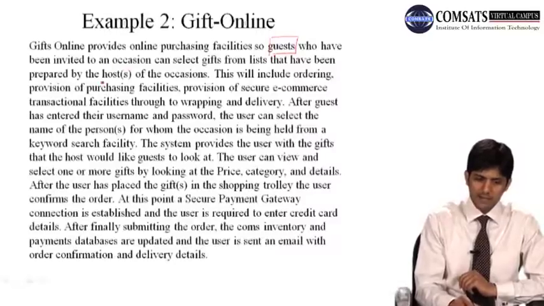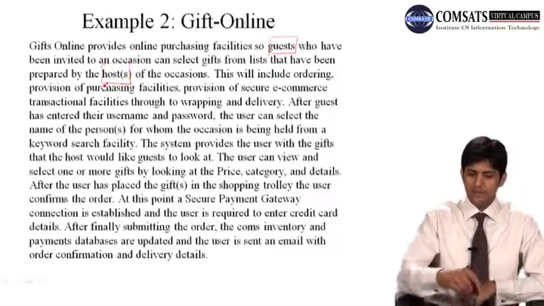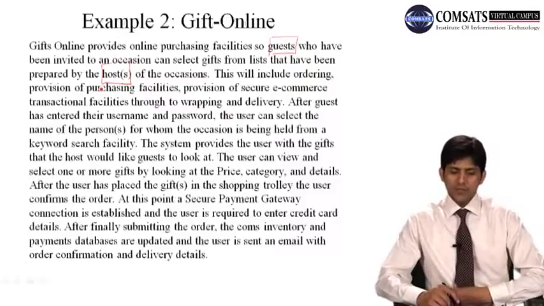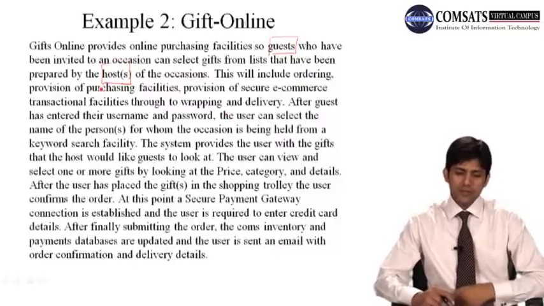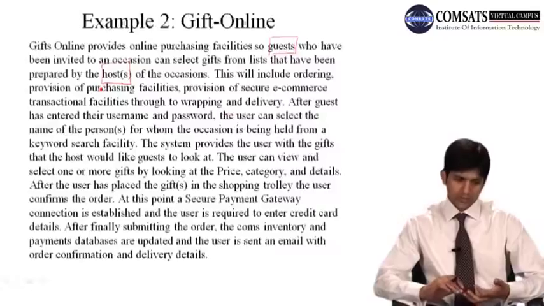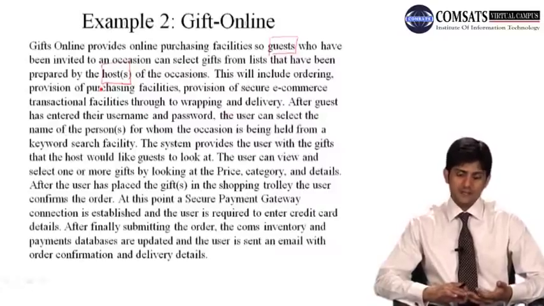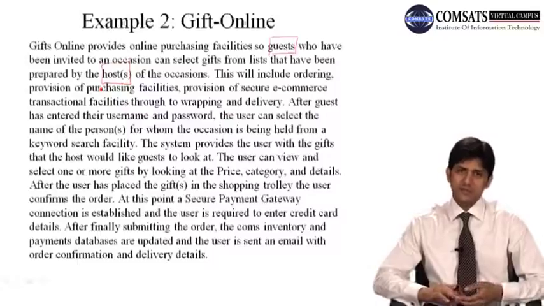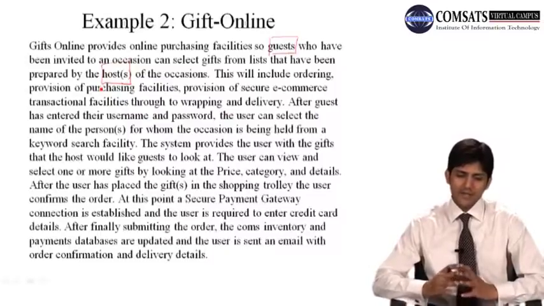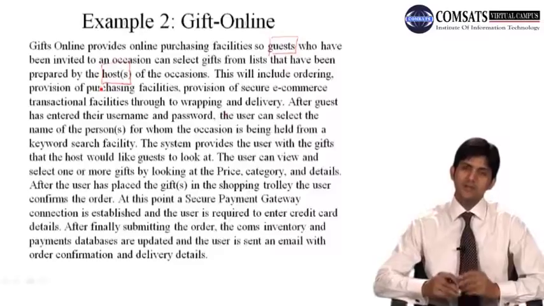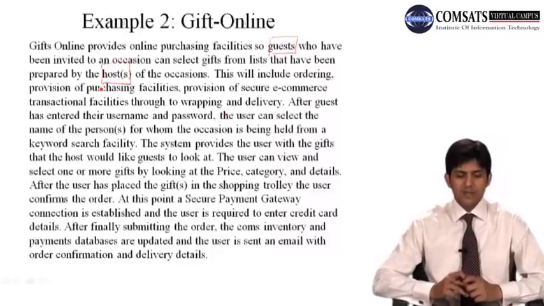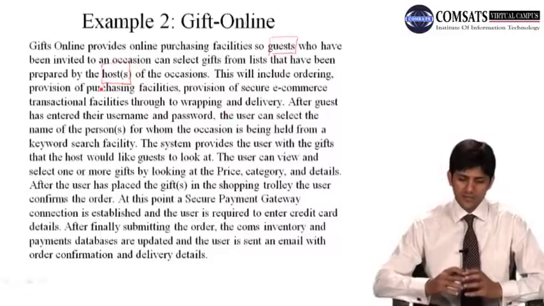Let's start highlighting what can be our potential entities. This will include ordering the solution, the provision of purchasing facilities, the provision of secure e-commerce transaction facilities, and wrapping and delivery, after the guest has entered their username and password. So there is authentication. The user can select the name of the person for whom the occasion is being held from a keyword search facility.